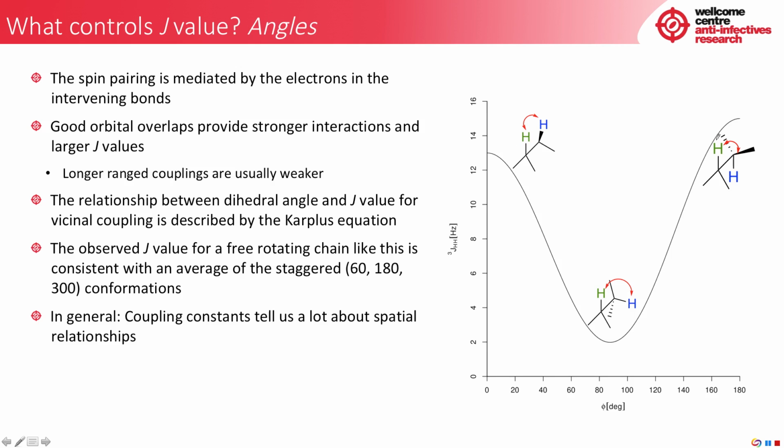Something I'm going to come back to in a later tutorial that I'll mention just briefly here is that NMR is a slow technique. So what you usually, although not always, observe is actually an average of conformations. And in the case of a chain like this, the observed J value is consistent with an average of the most common conformations, the conformations the molecule spends the most time in. And that'll be 60, 180, and 300 degree conformations. So you end up with a J value actually somewhere around 7.